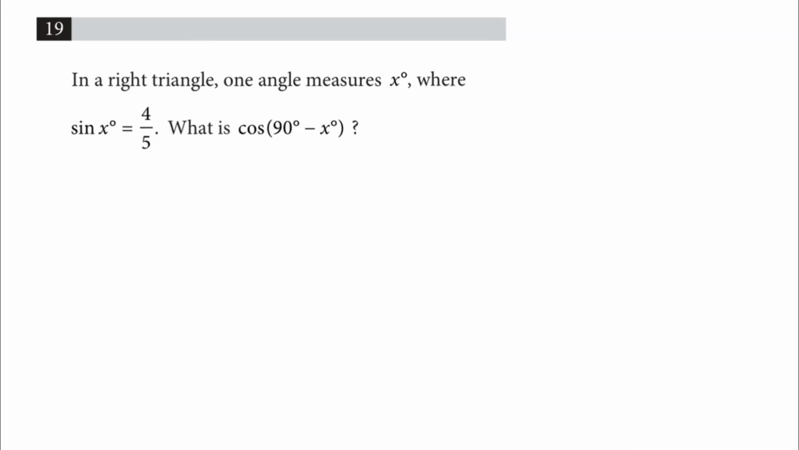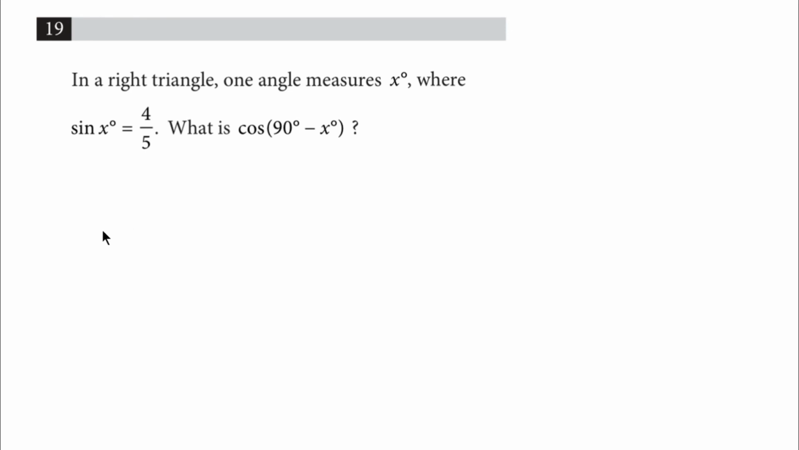Now let's move to the next problem. In a right triangle, one angle measures x degrees, where sine of x is equal to 4 over 5. What is cosine of 90 degrees minus x? Well guys, you have to know a very important property for the SAT. And the explanation of that property is again given in my online full SAT math course.